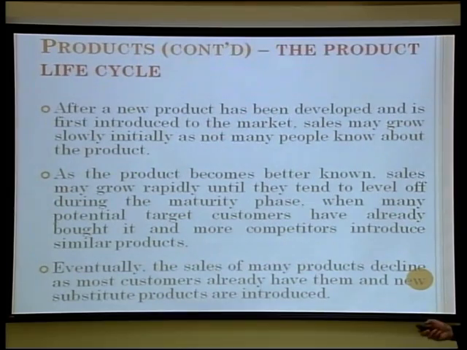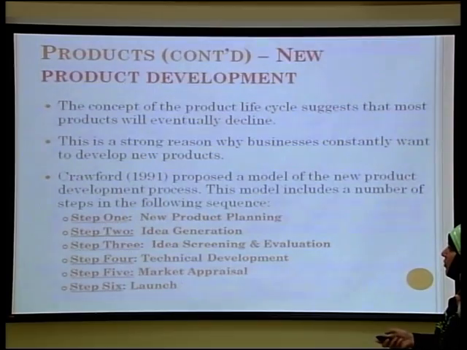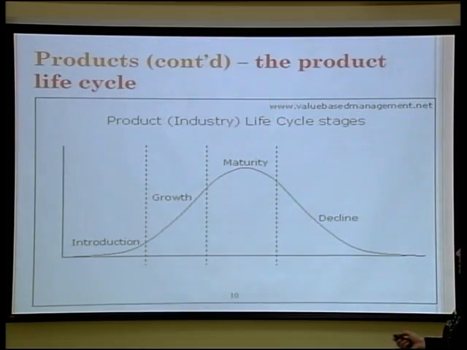Okay, very good. When many potential target customers have already bought it and more competitors introduce similar products. All right, this is what we said. Eventually, the sales of many products decline as most customers already have them and new substitute products are introduced. So we get this decline phase. Okay? Easy? All right, very good.